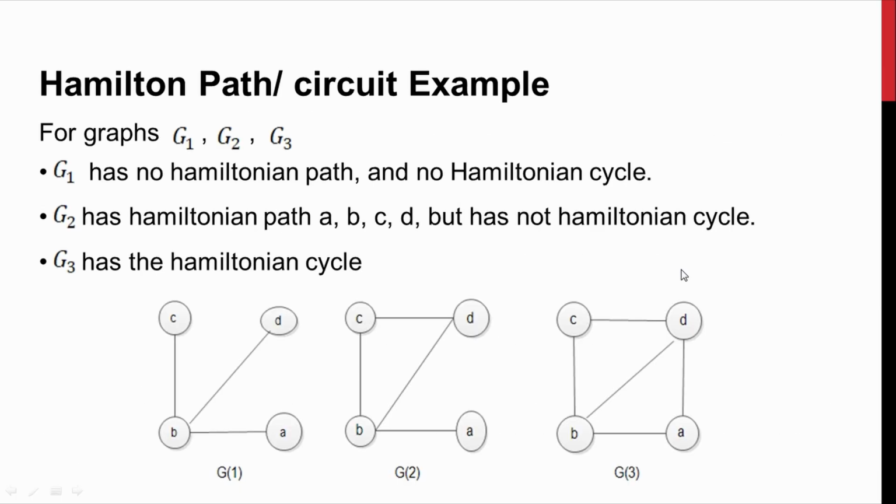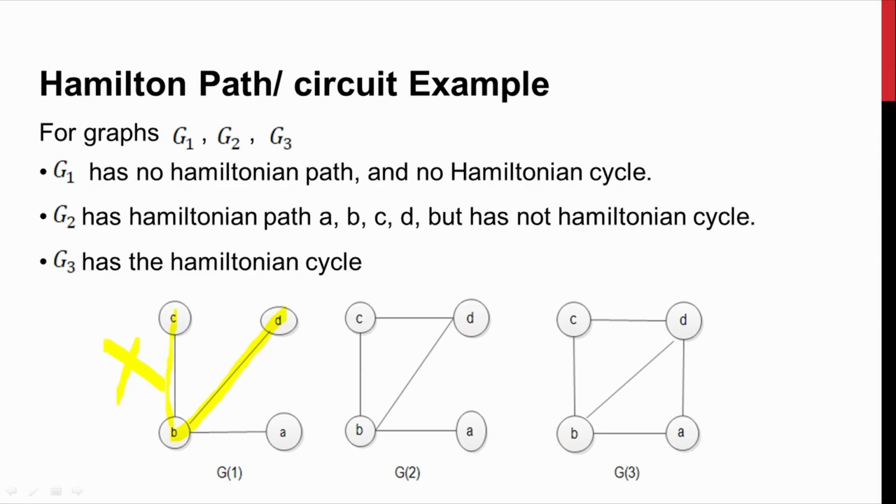So here we have Hamiltonian path and circuit examples. Here we have 3 graphs, G1, G2 and G3. The first graph, G1, has no Hamiltonian path and no Hamiltonian cycle. If we try to start with any vertex like C, then C to B and D, then again visit B, so there is no Hamiltonian cycle or path.